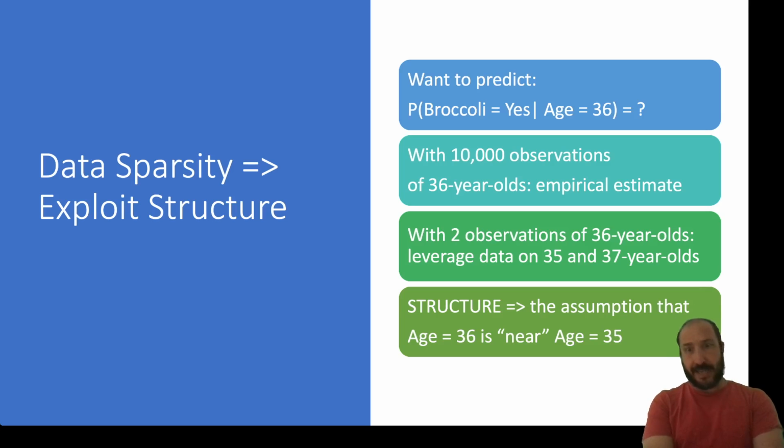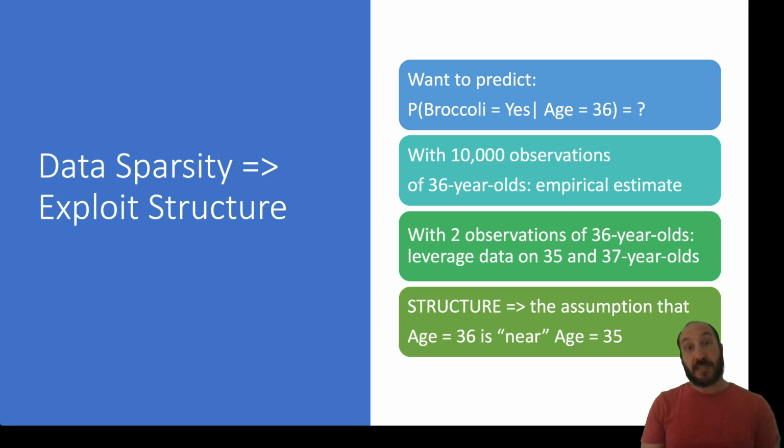But now if in my training data I only had 2 observations of 36-year-olds, I have to do something different. I need a more sophisticated model. And whatever I do, it's probably going to look strongly at the data I have on 35 and 37-year-olds, especially if I have a lot of data on them. I would say that's what we mean by structure. Structure is the assumption that age 36 is near 35, and that in the absence of enough data on precisely 36-year-olds, 35 and 37-year-olds will be the most similar situations that I have.